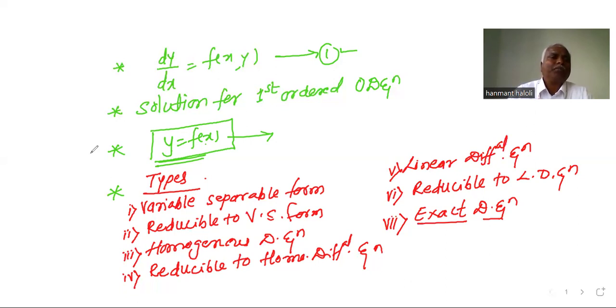Among these, mostly these are the main four parts: the variable separable, homogeneous equation, linear differential equations, and exact differential equation. In those, there are reducible to variable separable, reducible to homogeneous equations, reducible to linear equations, reducible to exact differential equations. Also, there are subtypes for the ordinary differential equation solution. We go for one by one.